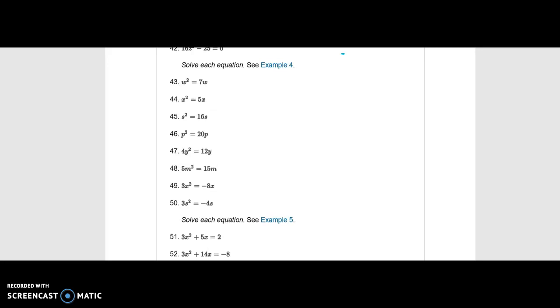If I look at 46, and I say, okay, p squared equals 20p, I need to set it equal to 0, so I minus 20p, and I get p squared minus 20p equals 0. Well, you're wanting it to be the difference of two squares, but it's not. So go back to the basics of factoring. Is there a GCF? Yes. What is the GCF? P. So then I factor out p: p times p minus 20 equals 0. So my two solutions are p equals 0 or p equals 20.